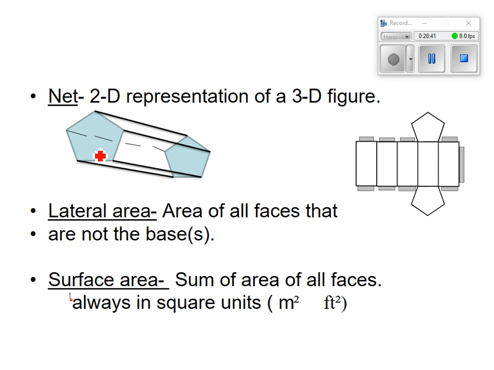Anybody have any idea what this is the net of? A prism. A pyramid? A triangular pyramid. A pyramid, what kind of pyramid? A rectangular pyramid. A rectangular or square pyramid, because that's what the base is. We're not talking about those today. Anybody have any idea what this is the net of? Rectangular prism. Alright, if I do this and fold it all up, it's a rectangular prism.